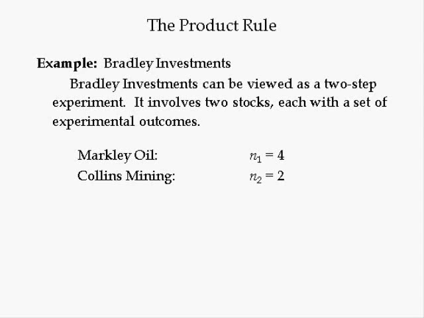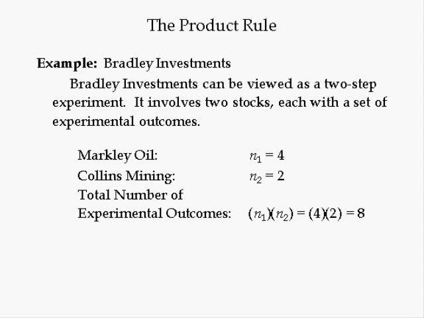Hence, N2 equals 2. The product rule says there are eight possible outcomes of this two-step experiment.